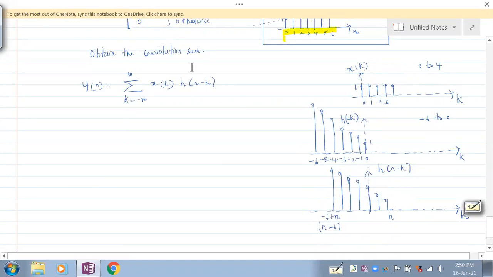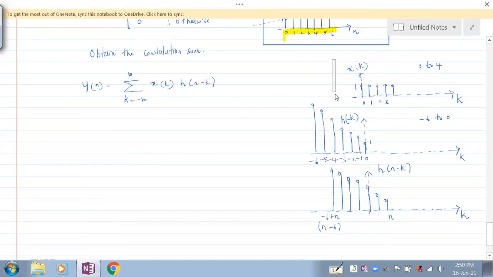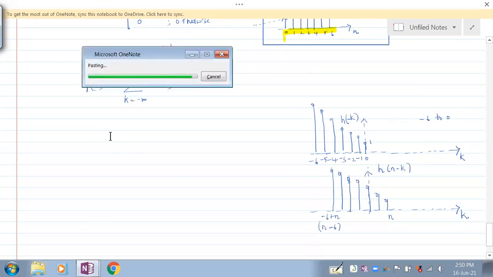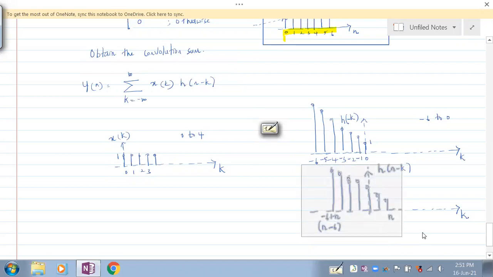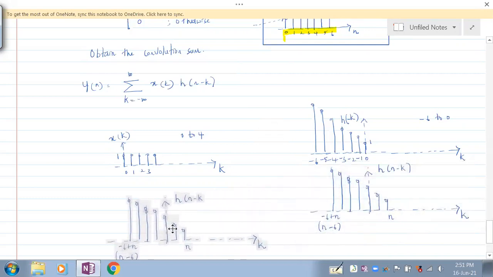Fine. So let's have x of k and h of n minus k one below the other. Everybody get that point? Okay, this is h of k. So I'll take that here. Below that, I'll have h of n minus k. This is h of n minus k. I'll just shift that over here.